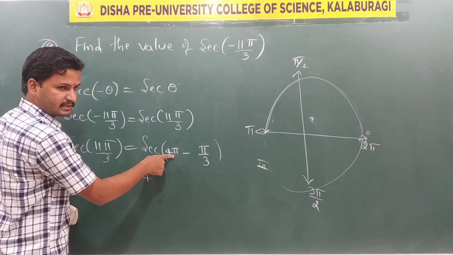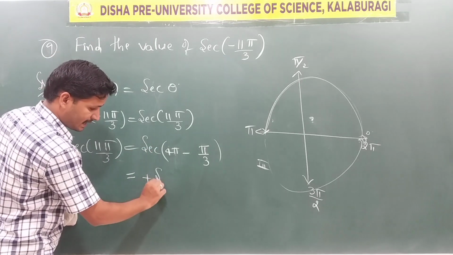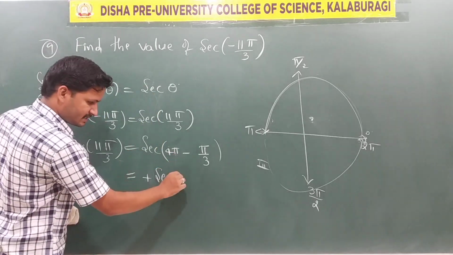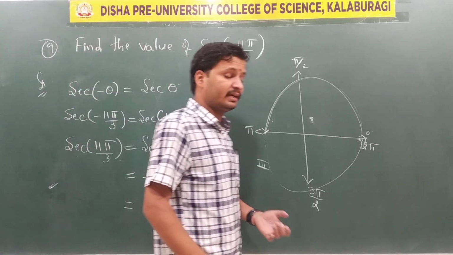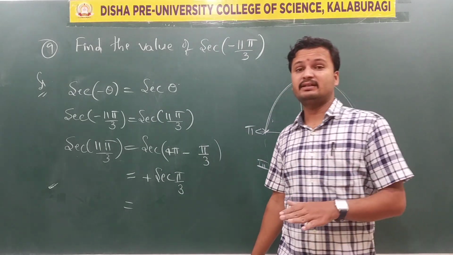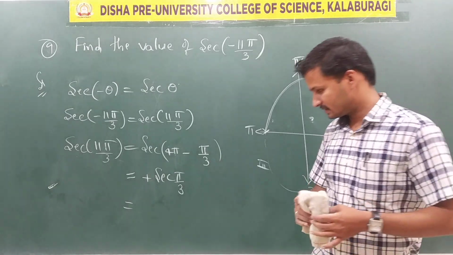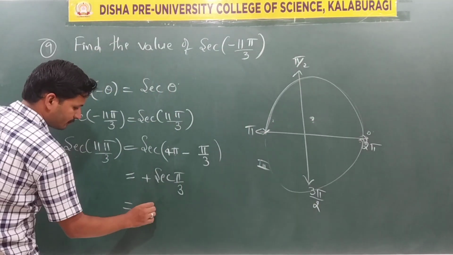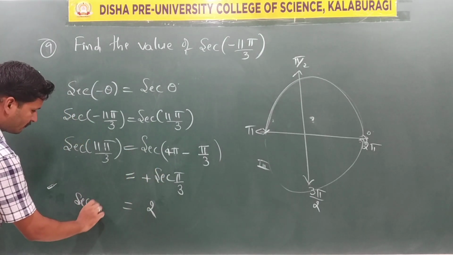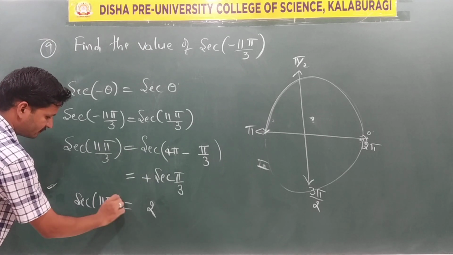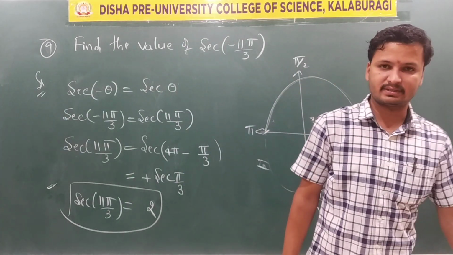And then next, here 4 pi, that means 360 degrees is there. For 360 degrees, the ratio doesn't change. So keep the secant function as it is. Theta is pi by 3. So secant pi by 3, that is secant 60 degrees. Secant 60 degrees, that means cos 60 degrees is 1 by 2. Take the reciprocal, that is plus 2. So secant of 11 pi divided by 3 is equal to 2. Okay, this is the way to evaluate.